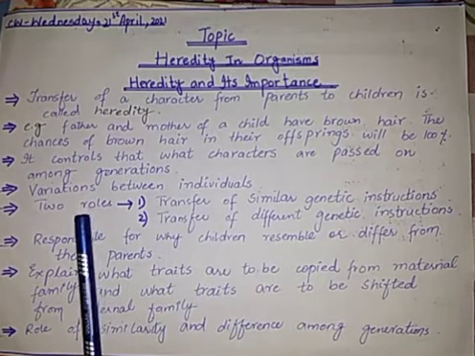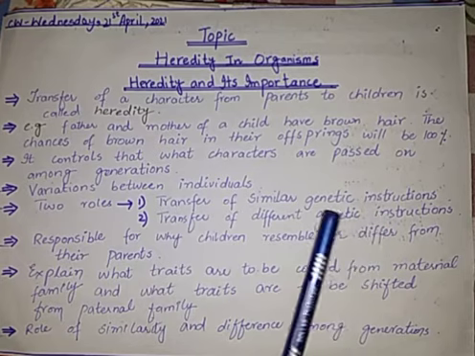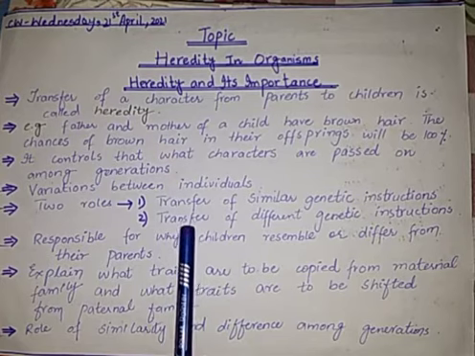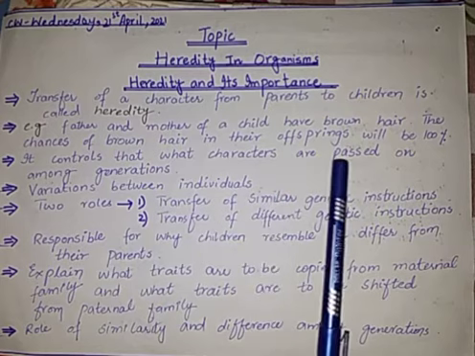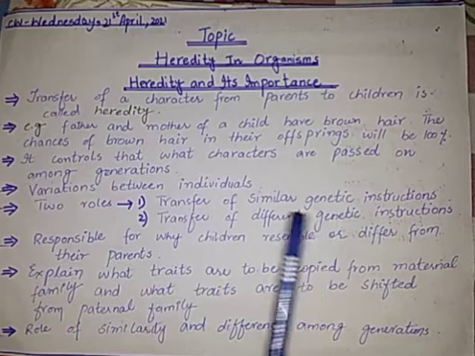Another role of heredity is the transfer of different genetic instructions. For example, students, if the parents have black or brown eyes, then the chance of black and brown eyes in their children will be 50-50. So this is the different genetic instruction.